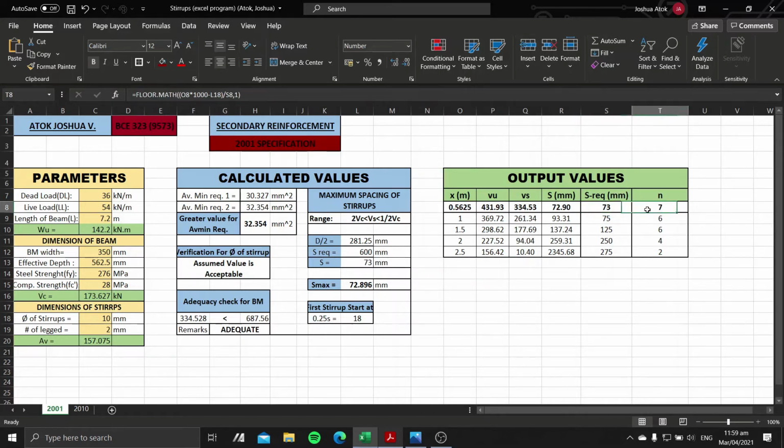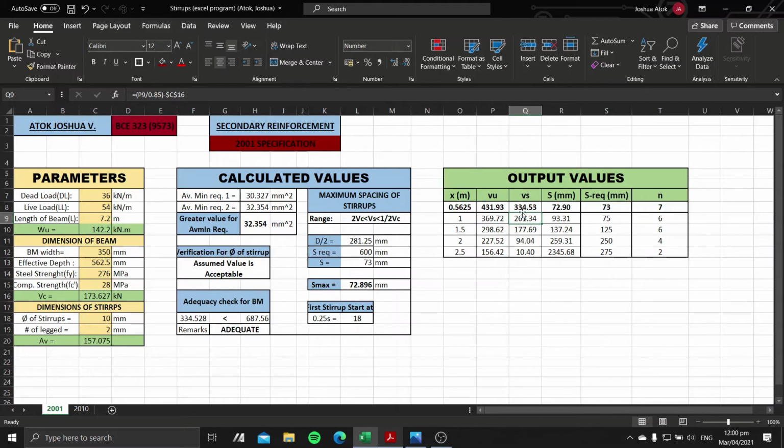And this value of 73 will go further at a number of bars of 13, and at 6 it will be under the spacing of 75, and so on and so forth. I also noticed that as we go further with the value of our X, the lesser the value of our VU. Since the lesser we get the value of our VU, meaning the value for our VS will also be lesser than the previous one.